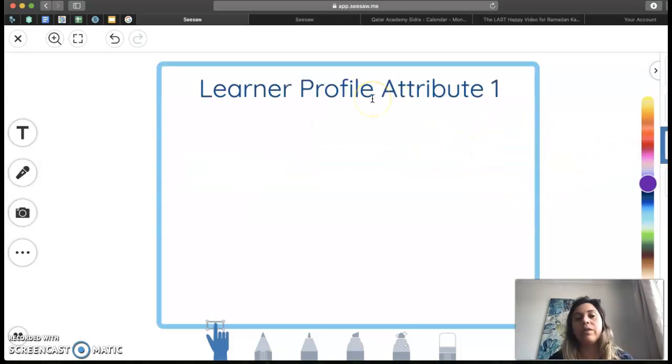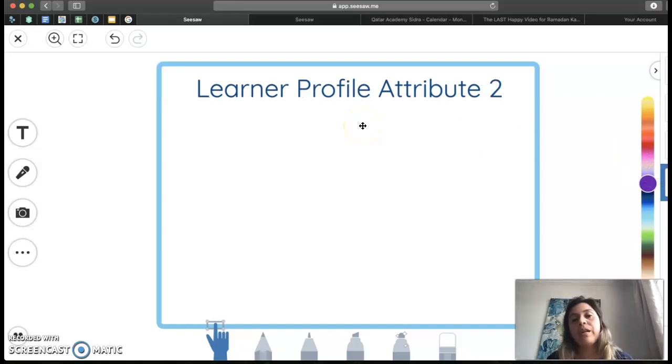Same happens for the learner profile attribute number 1. Let's suppose you say, I don't know, thinker. Then you write 3 or 4 or 5 reasons for you, so that you support the idea that you're a thinker right now. And same for the learner profile attribute number 2. So the next one, I don't know, let's say balanced. So you write down the reasons why you think you're balanced.